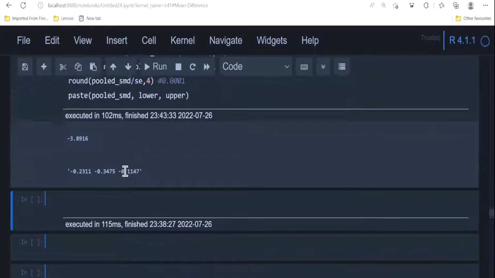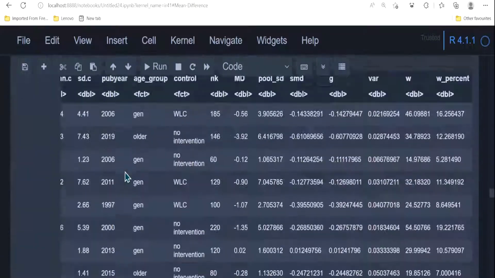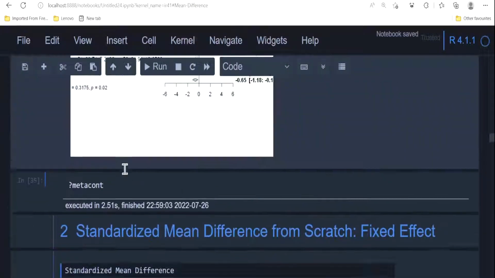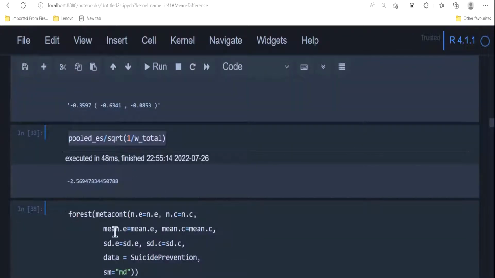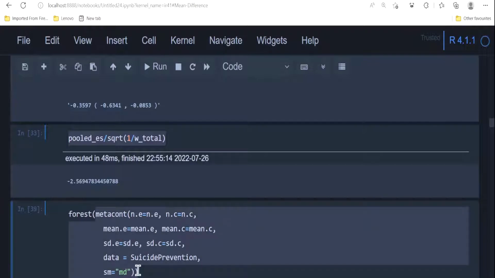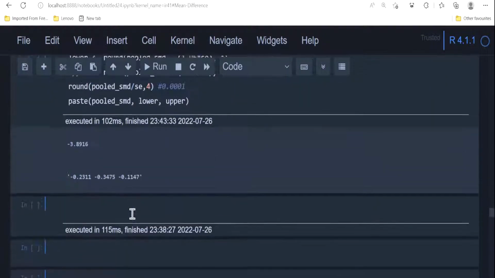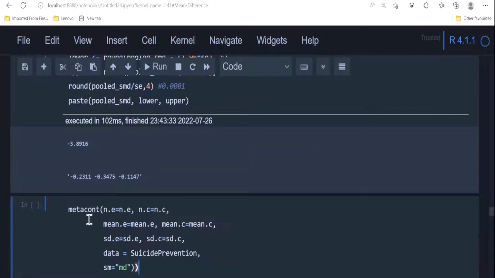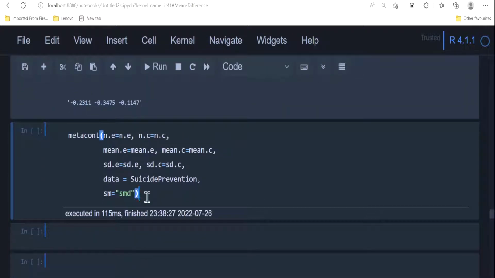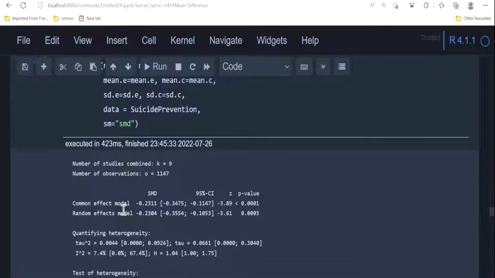Now maybe we can do it using the metacont function. In my last tutorial I already showed you how it works. You use the meta function, and at the end you define the effect size measure, that's mean difference or standardized mean difference. We will choose the standardized mean difference for this session, and I will simply call it standardized mean difference.